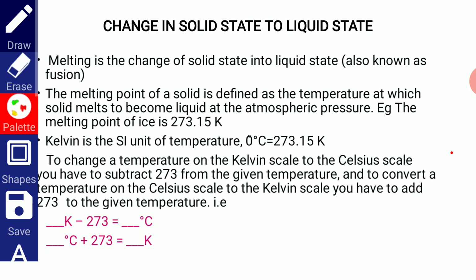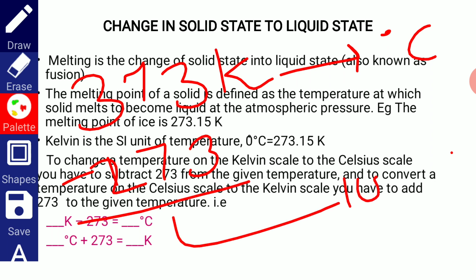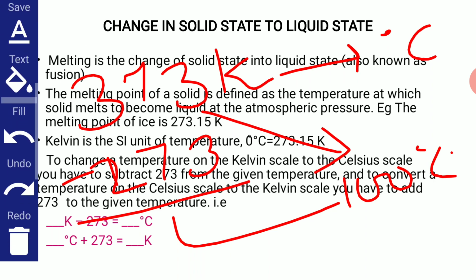For example, if we need to convert 373 Kelvin to degrees Celsius, we should subtract 273 units. The answer will be 100 degrees Celsius. That means 373 Kelvin is 100 degrees Celsius.